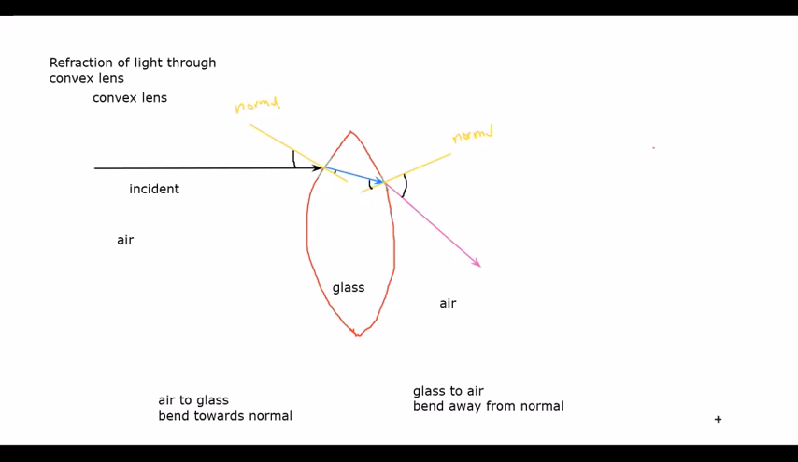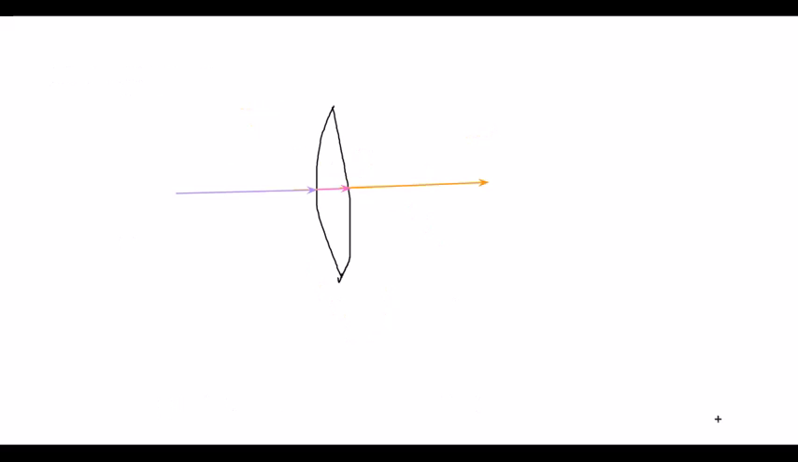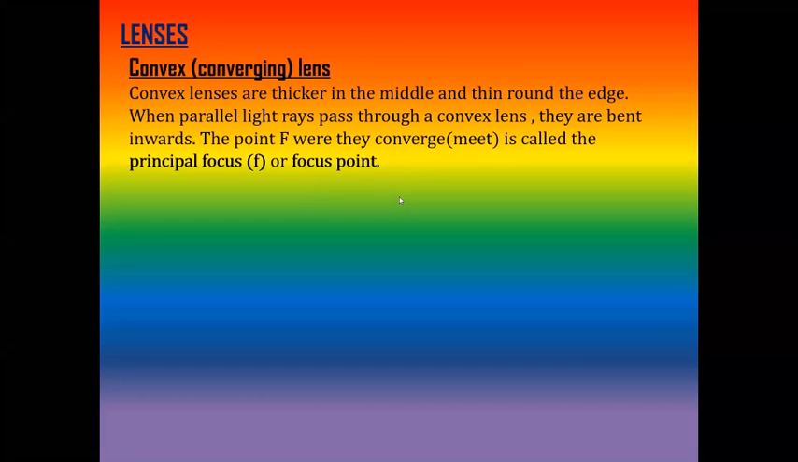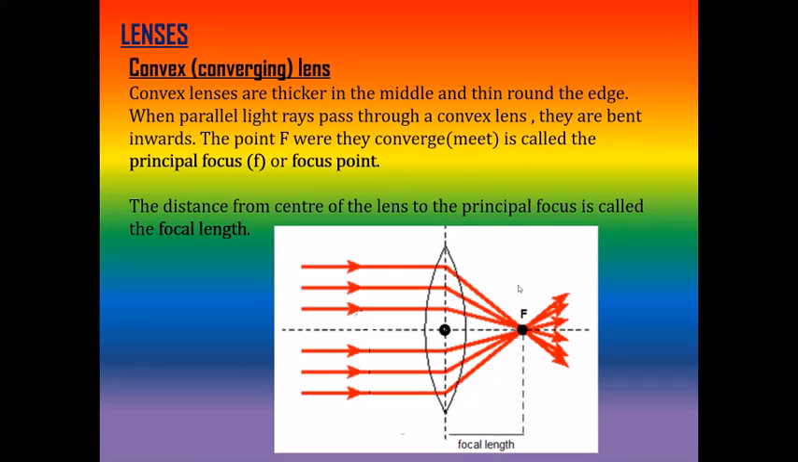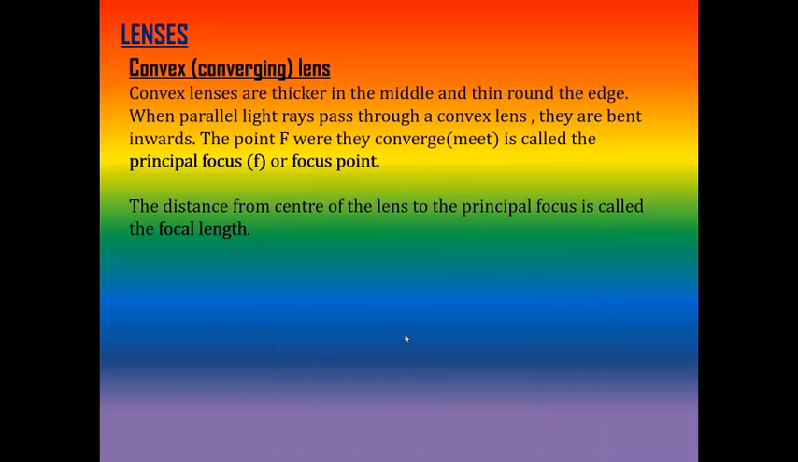So for lenses, for a convex lens, there are certain terms which you have to learn. A convex lens is also known as a converging lens. Why do we call it a converging lens? Because when the light rays pass through this lens, they all converge at one point.